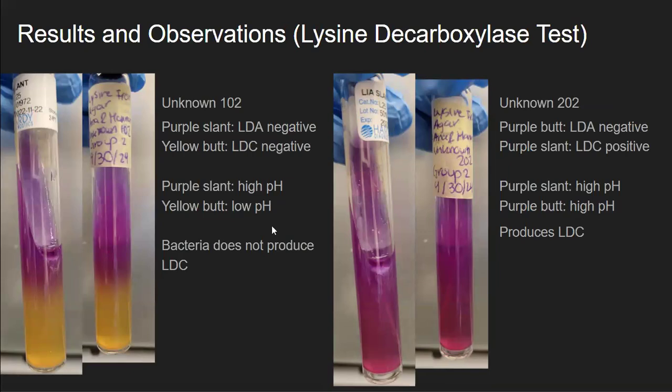For unknown 102, purple slant LDA negative and yellow butt LDC negative, purple slant high pH, yellow butt low pH, so the bacteria does not produce LDC. For unknown 202, purple slant LDA negative, purple butt LDC positive, purple slant high pH, purple butt high pH, produces LDC.